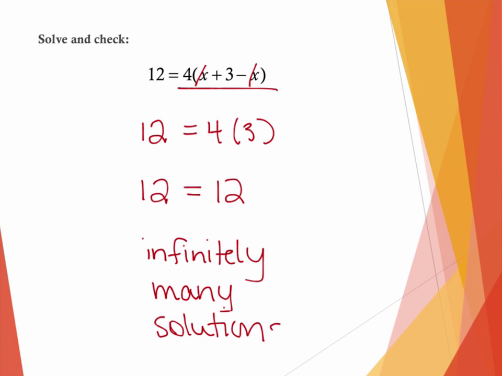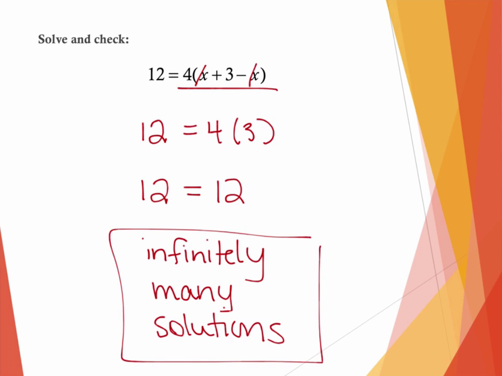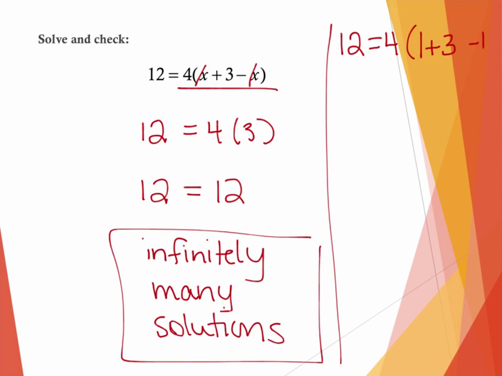That means it doesn't matter what value you put in for x, we're always going to have a true statement here, which is going to be a solution. Let's choose x is equal to 1, since 1 is a very easy number to work with. 12 is equal to 4 times 1 plus 3 minus 1.